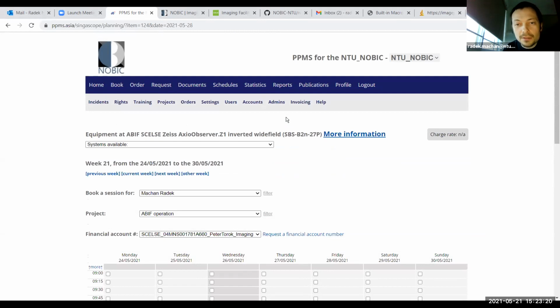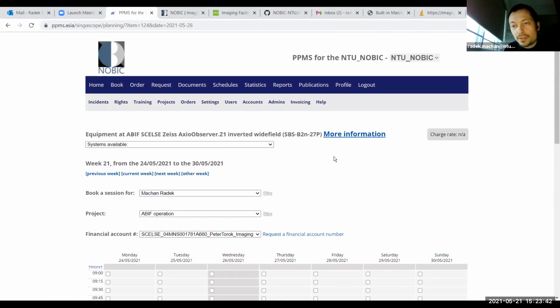I believe this is basically all I wanted to say about the booking system itself. Now let's move to, let's say, information resources about our microscopes.